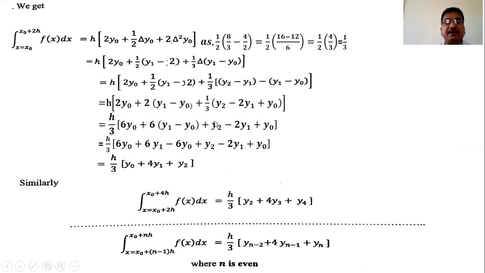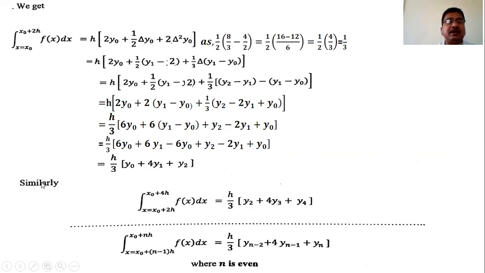So take this 1 by 3 as common factor, and then we have this. Here write 2, and here write 2 by 3. Then take 1 by 3 as common factor and calculate all these calculations. We have the answer h by 3 times (y naught plus 4y1 plus y2). We have this answer. Okay.